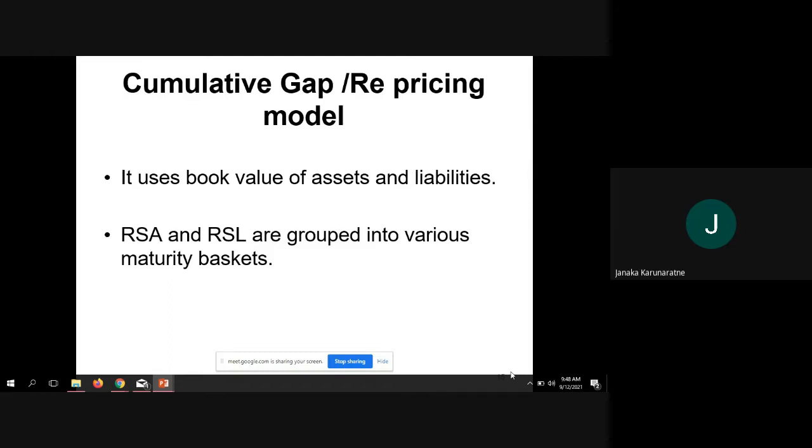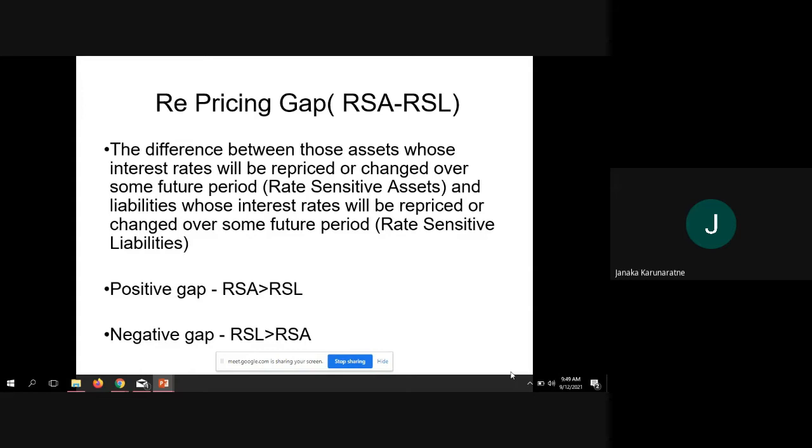When we say repricing, we have to identify a particular time period, and we have to identify RSA. RSA stands for rate sensitive assets. Then we have to identify RSL, which stands for rate sensitive liabilities. So that's a very simple way. You take a particular point, let's say today, and you want to look at the 3 months repricing gap, the next 3 months.